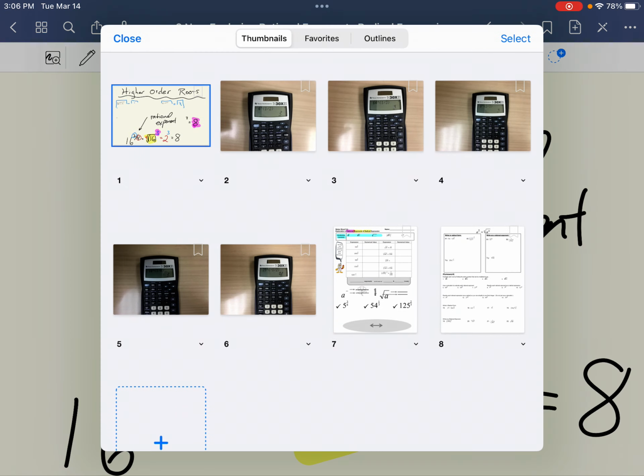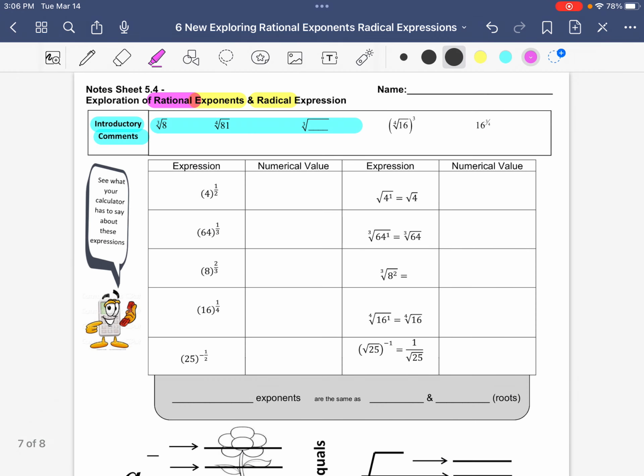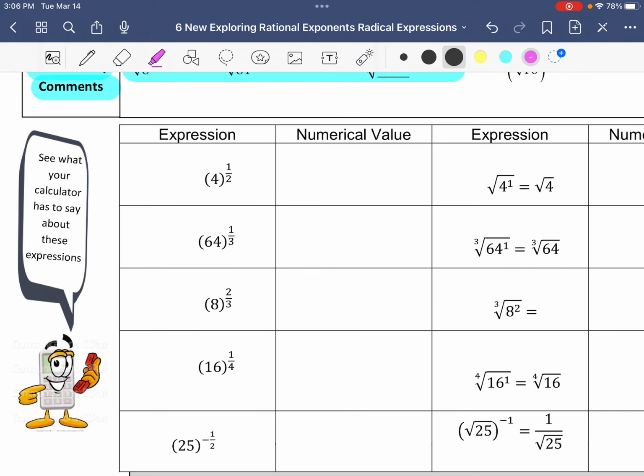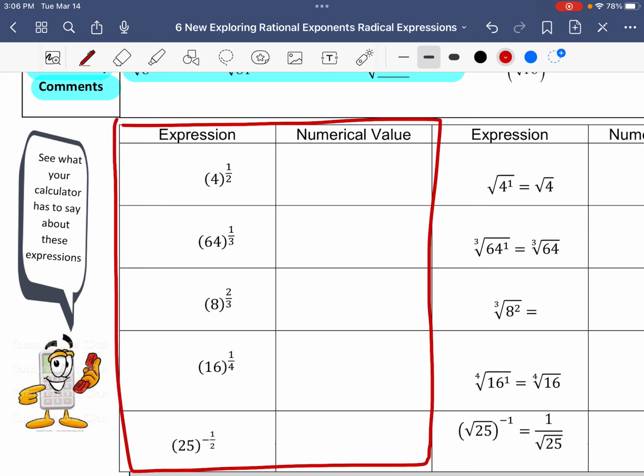Now, let's go back to your paper here. And what I'd like to do now is encourage you guys to check out some problems. We're actually going to check out the problems that are in these 2 left-hand columns, you might say here. And you're going to check these problems out with your calculator. Yes, I want you to get out a calculator, and I want you to see what your calculator has to say about these problems. Now, this is an important part of the lesson, meaning that you need to pause the video.